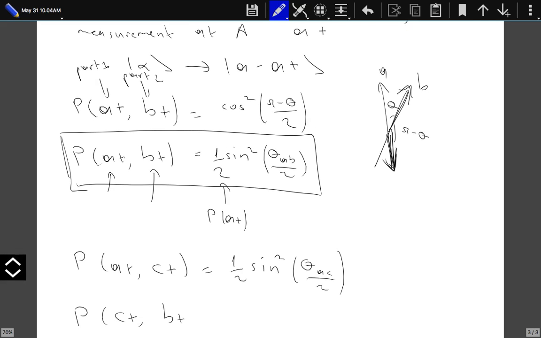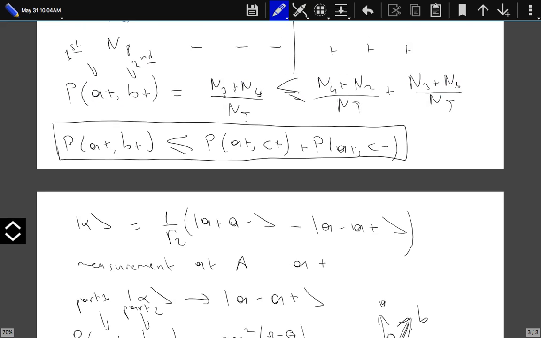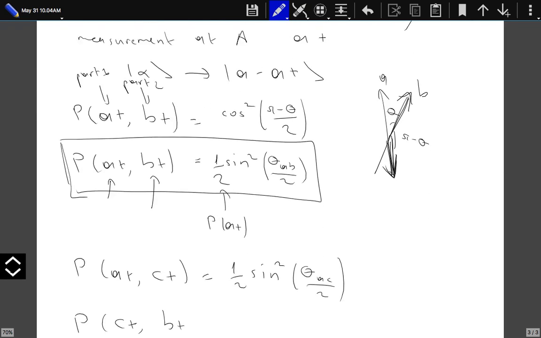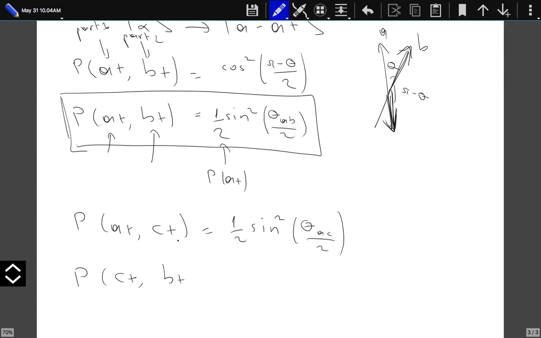Now we can look at the other probabilities. If you look at over here, I need the two other probabilities. A plus C plus is just the same expression with theta AC, the angle between the A axis and the C axis, and AC minus.